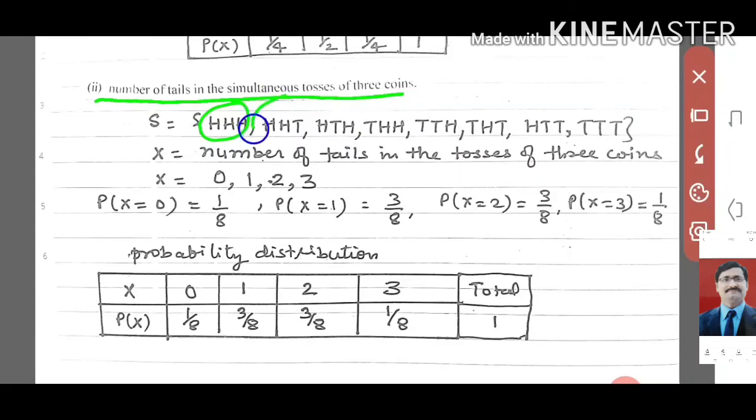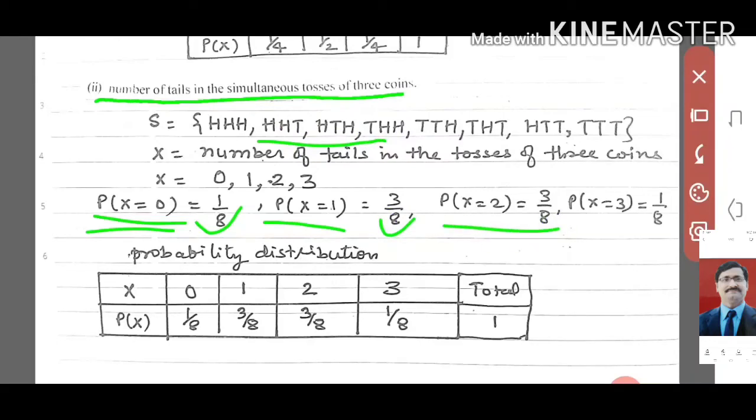Look here, how many tails are here? 0. The number of tails here is 1. The number of tails here is 2. And the number of tails here is 3. So this capital X will be 0, 1, 2, 3. Now what is the probability that capital X is 0, meaning the number of tails is 0? We have 1 by 8. Now the probability that X equals 1, meaning the number of tails is 1, has 3 cases, so we have 3 by 8.